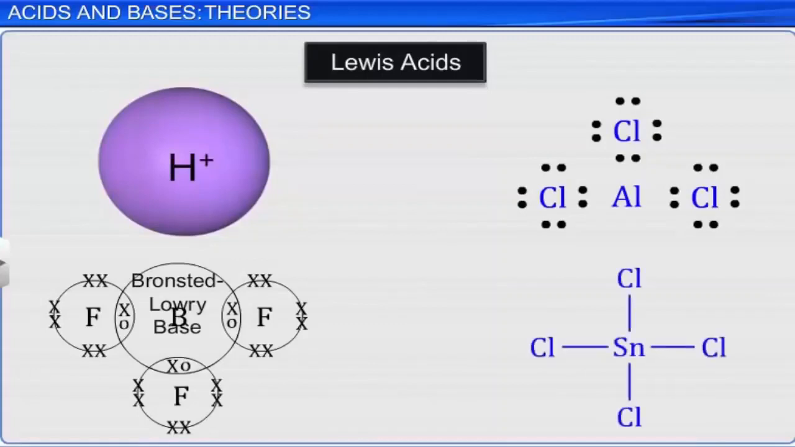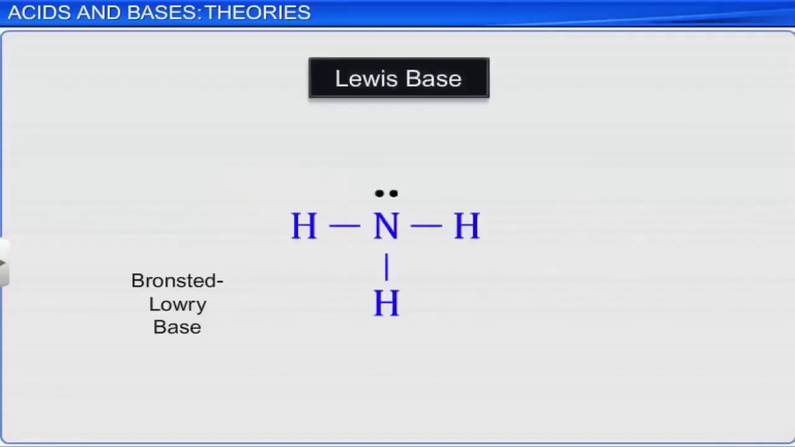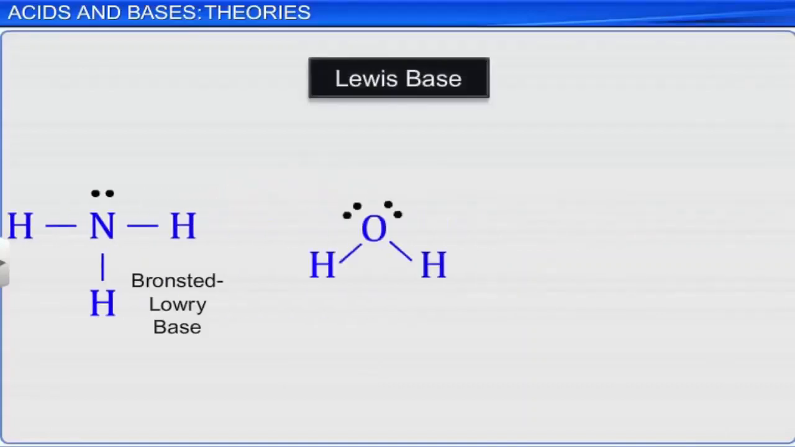A base is any molecule or ion that can donate a pair of electrons to form a coordinate covalent bond with the acceptor. For example, NH3, H2O and OH- ion act as Lewis bases. In short, an electron pair donor is a base and an electron pair acceptor is an acid.